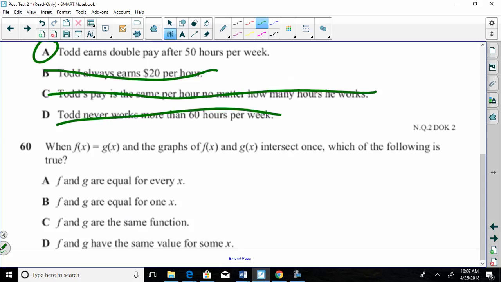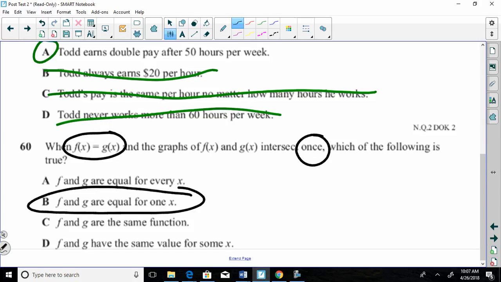All right. When you have f of x equals g of x, you're trying to find the intersection, right? So when we're going about that, you do elimination, substitution, graphing, but they're not even asking that. They're saying how many times did they touch or intersect? Once, right? Right here it just says once. So how many points would be the same? Just 1 point. So one x and y would be the same. If they equal for every x, they would be infinite solutions. If f and g are the same function, also infinite solutions. And if they have the same value for some x, it would mean they intersect more than once.